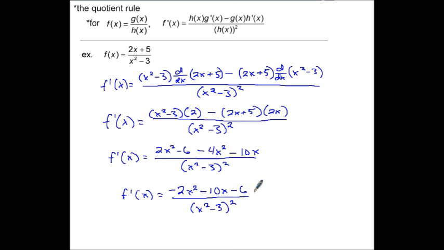Now admittedly you could factor a negative 2 out of the top, but it doesn't produce anything that would do any sort of reducing at all, so I won't bother. Of course, if something like that would happen and would create a reducible situation, I would definitely want you to do it. But there's your quotient rule in action.